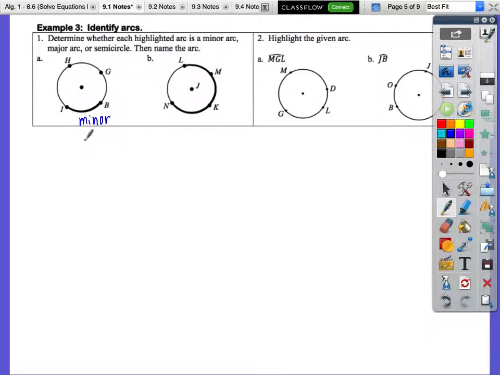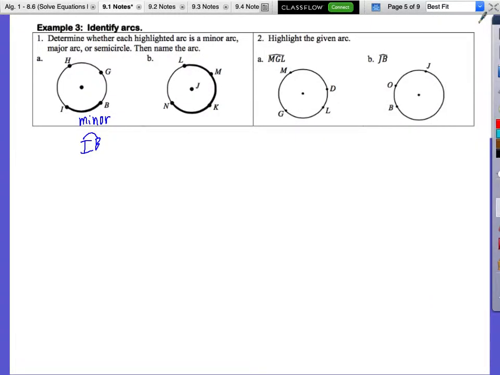Okay? And so what would we name this arc? There's two ways we can do it. What's one way? Okay, arc IB. Could we flip those around? Sure. They're good. I want you guys to do B and then 2A and B.